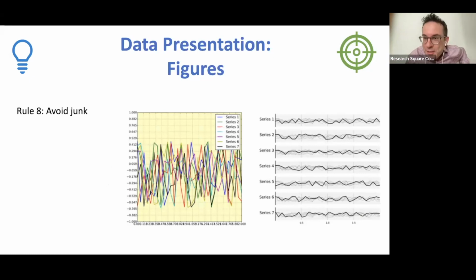And rule number 8, don't be confusing. You don't want too much junk in your figures. Have a look at these examples on the slide. In the first example, of course, nice colorful figure, but quite confusing. Very difficult for me to see what's going on with those 7 data series. Whereas on the right-hand side, on the far side of the screen, it's not in color, but you can see a lot more information much more easily about what's happening in those data distributions. So rule number 8, avoiding junk.